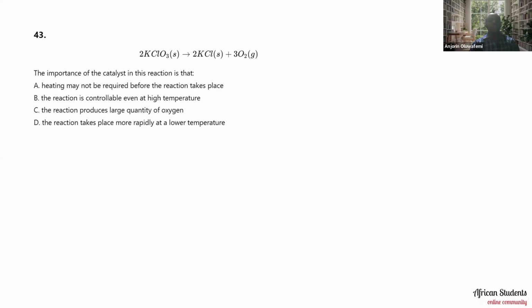KClO3, to give us KCl plus oxygen. The importance of the catalyst in this reaction is that A, heating may not be required before the reaction takes place. B, the reaction is controllable even at high temperature. C, the reaction produces large quantity of oxygen. And then D, the reaction takes place more rapidly at lower temperature.